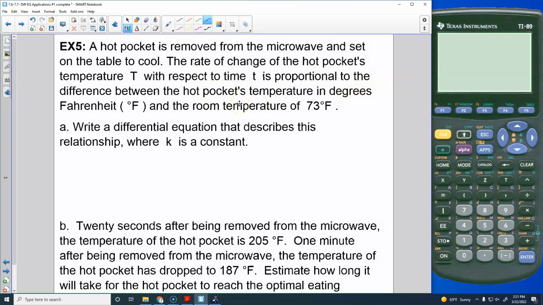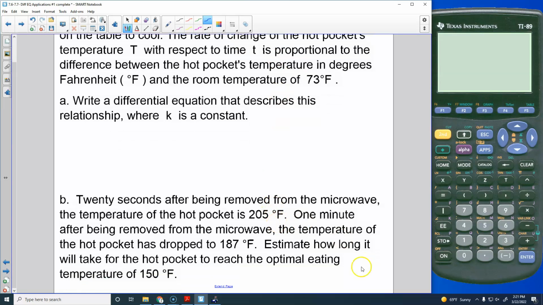All right. So a Hot Pocket is removed from the microwave and set on the table to cool. The rate of change of the Hot Pocket's temperature, T, with respect to time, little t, is proportional to the difference between the Hot Pocket's temperature in degrees Fahrenheit and the room temperature of 73 degrees. So A asks us to write a differential equation, and then we're going to do a really important calculation to figure out when the Hot Pocket is going to reach the optimal eating temperature of 150 degrees.